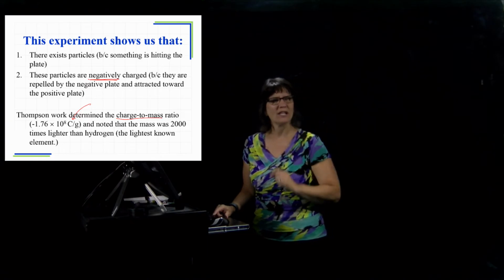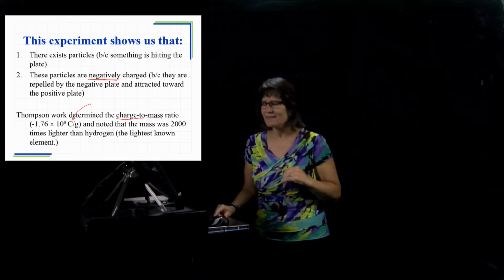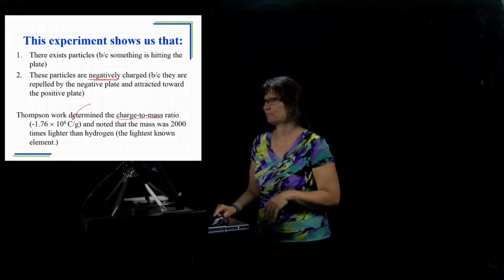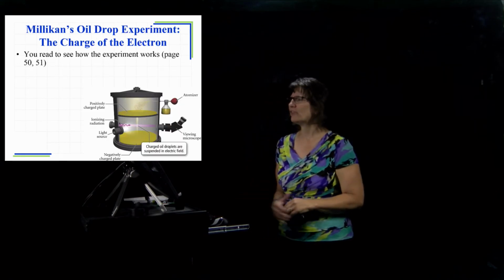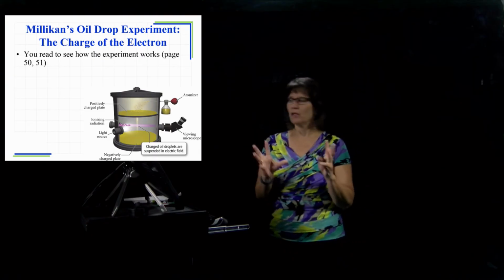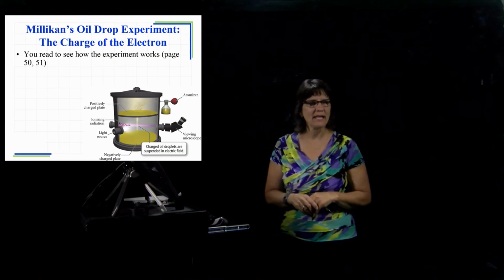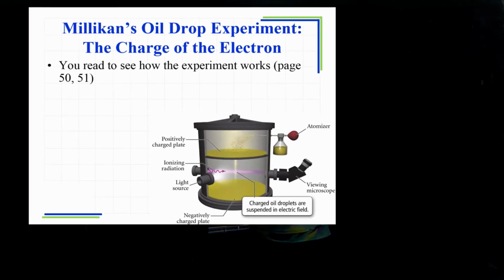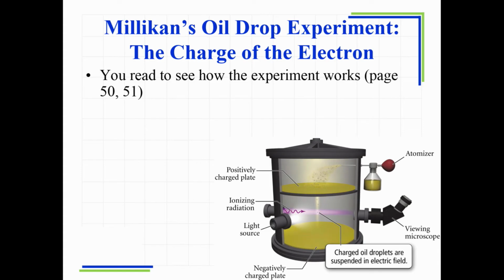Well, we still don't know how much an electron weighs. We just know it's way less than a hydrogen atom, and we know how much charge a gram of them would contain. Okay, so what happened next? The next thing that happened was the Millikan oil drop experiment. Now the Millikan oil drop experiment, we've got a schematic here, and I'm going to want you to read about this experiment. It's on 2 pages, 50 and 51 in your book.